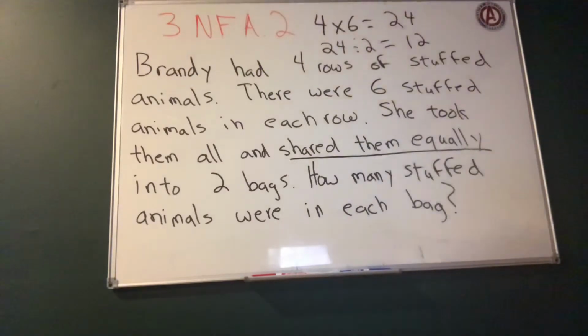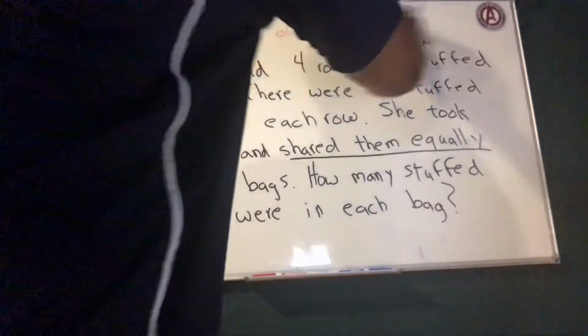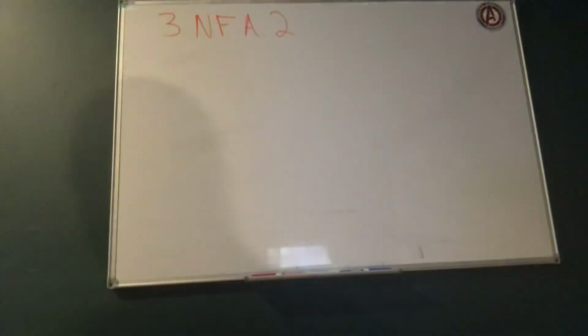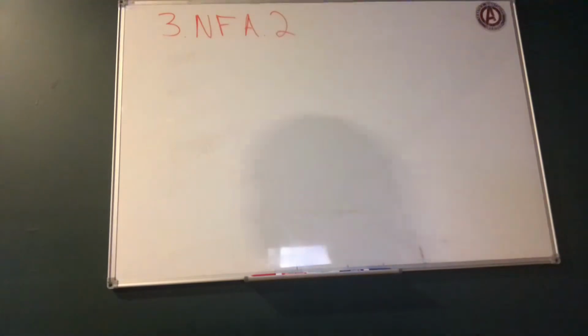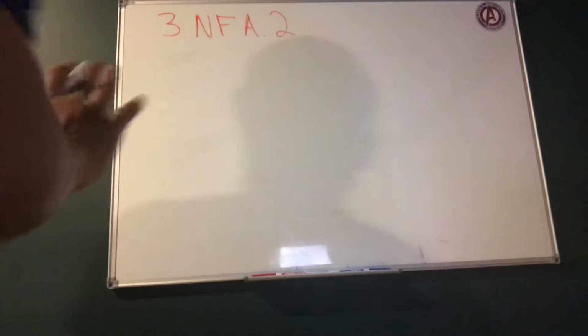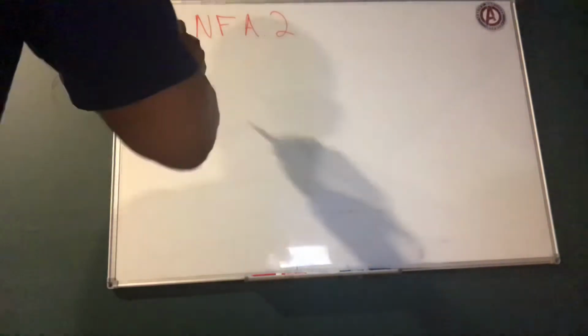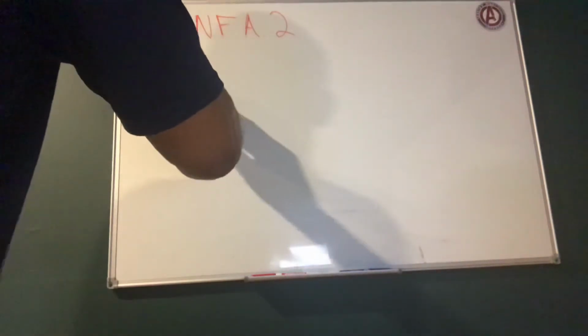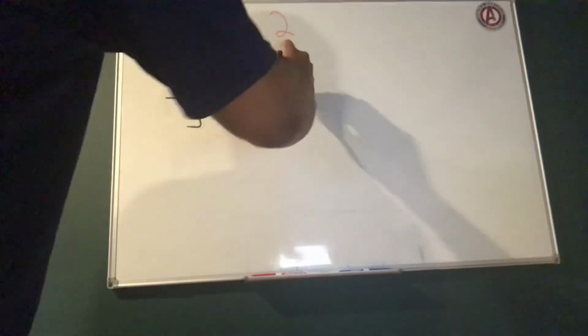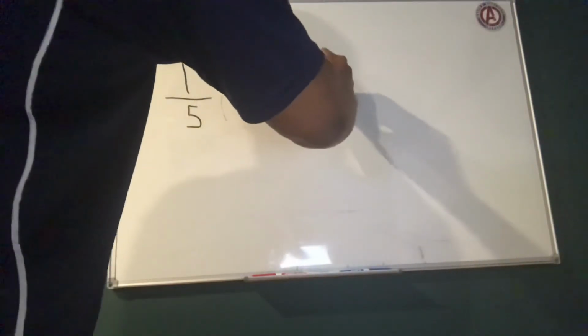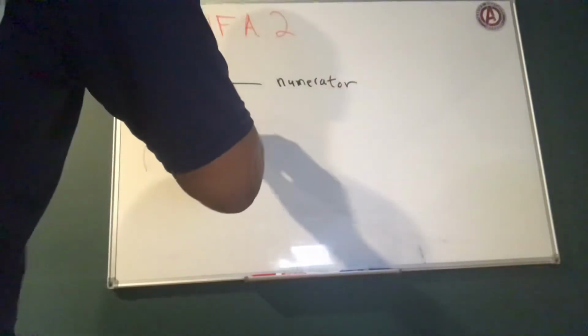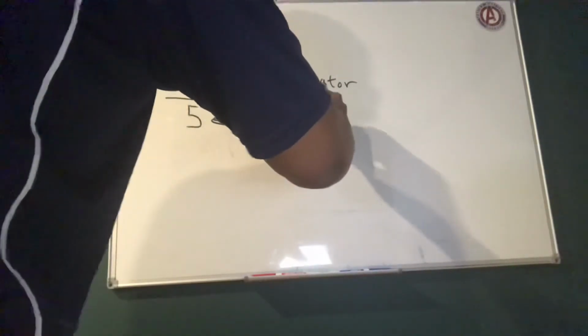Now we'll get on to today's lesson about fractions. So your lesson for fractions this week is going to be adding and subtracting fractions with the same denominator. So when we add fractions, we only add the numerator. So in a fraction 1/5, we know that the 1 is our numerator and the 5 is our denominator.